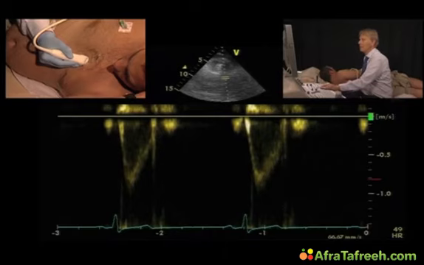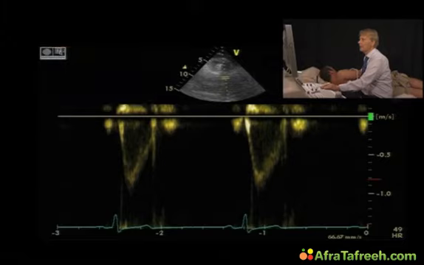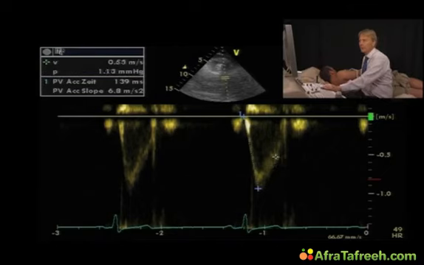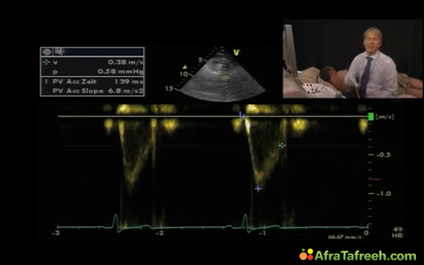And then we measure the time interval from the beginning of the signal until the peak of the signal, which is somewhere in the region of 139 milliseconds, which is normal. In other words, the patient does not have signs of pulmonary hypertension from the spectrum. In addition, we do not see notching of the descending part of the curve, so it is very unlikely the patient has some degree of pulmonary hypertension.